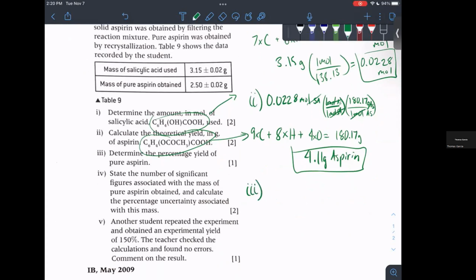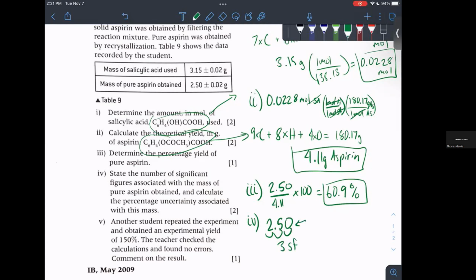Determine the percent yield. So that is our actual yield, 2.50, divided by our theoretical yield, 4.11, times 100, so we get a nice percent, and we'll get 60.9% yield. All right. Now, number 4, state the number of significant figures associated with the mass of pure aspirin obtained. That's the first part, 2.50. That is 1, 2, 3 sig figs. This 0 is significant because even though it is trailing, there is a decimal. So we have 3 significant figures.